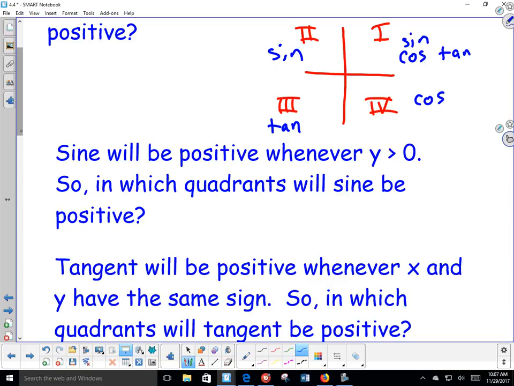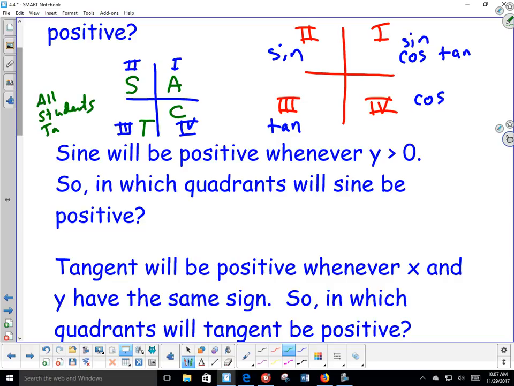All right? So the way that I think maybe I talked to you about this before, maybe not, for quadrants 1, 2, 3, and 4, you can remember which ones are positive. We say all the trig functions are positive in quadrant 1, sine is positive in quadrant 2, tangent's positive in quadrant 3, and cosine is positive in quadrant 4. And so you can remember all students take calculus. It's just a mnemonic device for remembering what's positive.